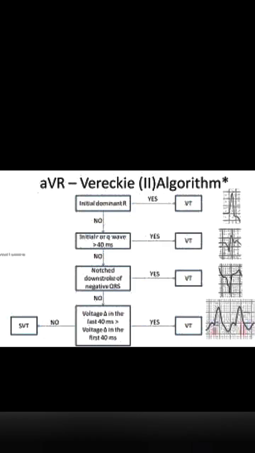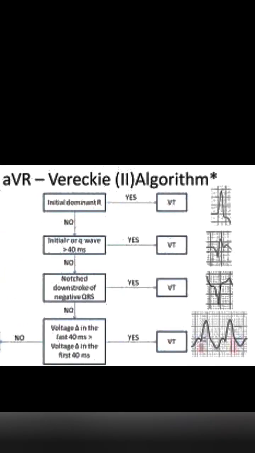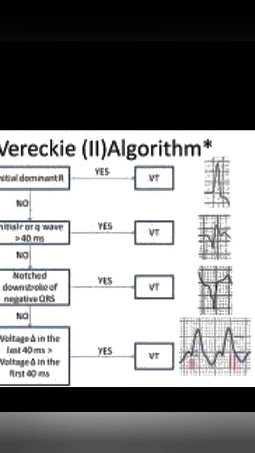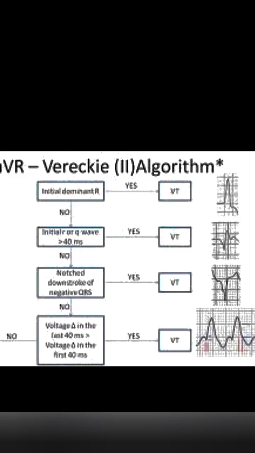Vereckei aVR algorithm: if there is initial dominant R wave, this is VT. If there is initial small r or small q wave more than 40 milliseconds, it is VT on the Vereckei aVR algorithm. If there is notched downstroke of negative QRS in aVR, this is VT. If the voltage in the last 40 milliseconds is more than voltage in the first 40 milliseconds, it is VT.